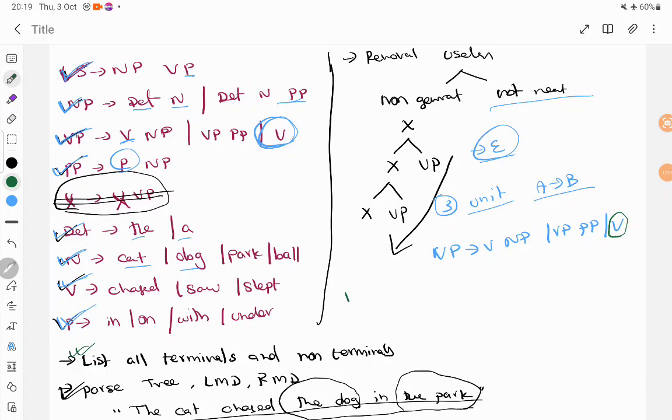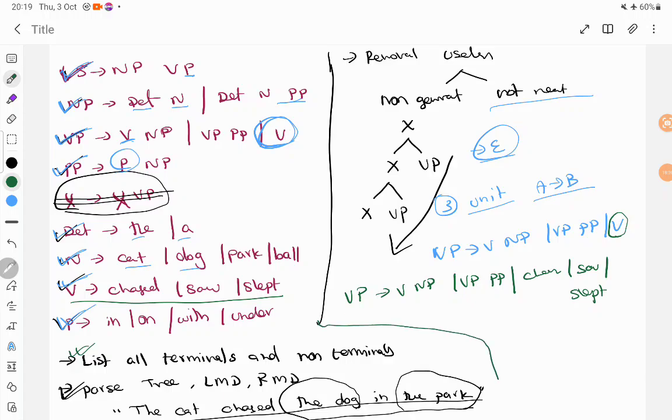So what we can do is this V can be replaced. Instead of V, we have to substitute the production for V. And what is there in the production for V? You have chased, saw, slept. So these are all the productions, I can directly substitute them. When you make the substitution, this eliminates the unit production from the grammar. So these are your simplification steps. We have 3 steps of simplification.